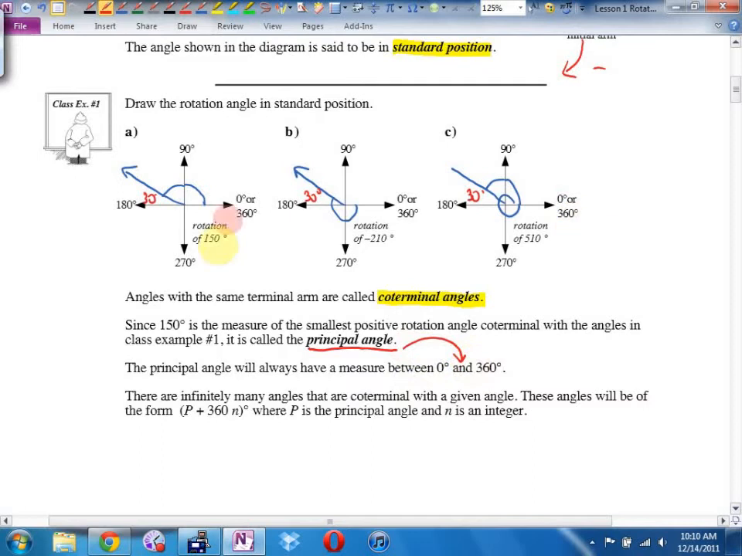Is 150 between 0 and 360? That's your lowest term. That's your principal angle. Okay? How can I find coterminal angles? Easy.